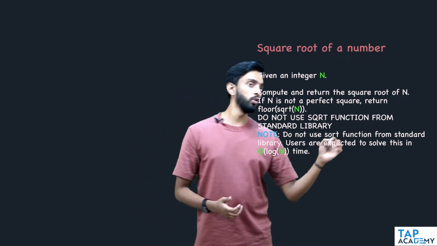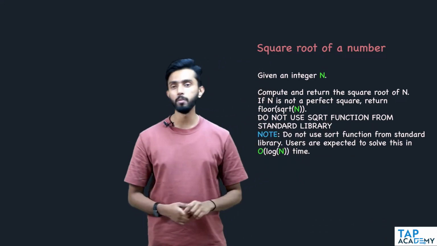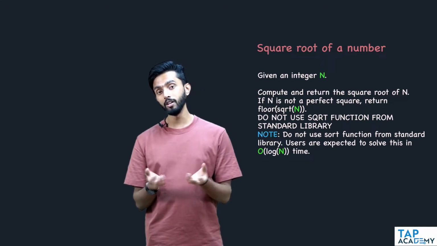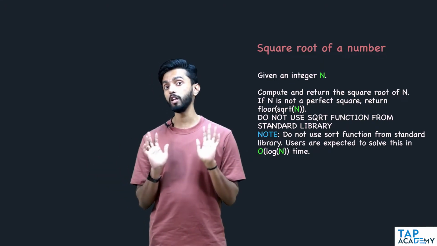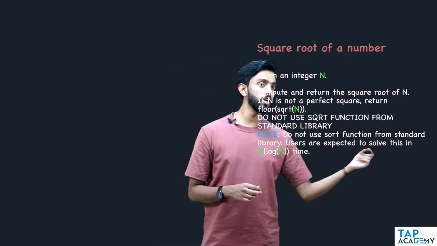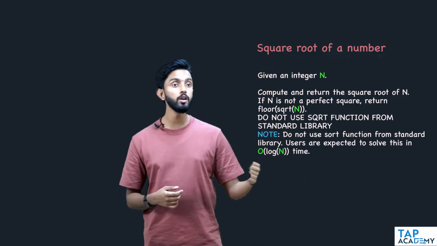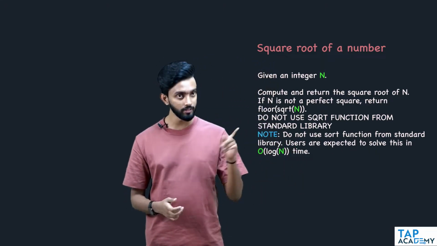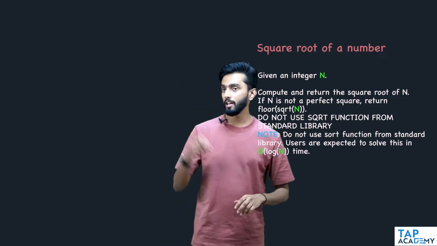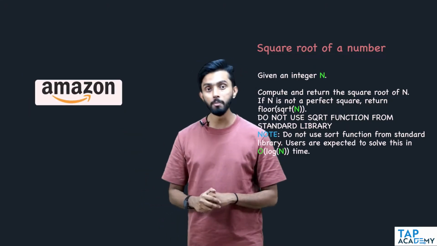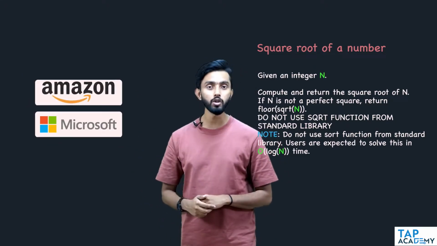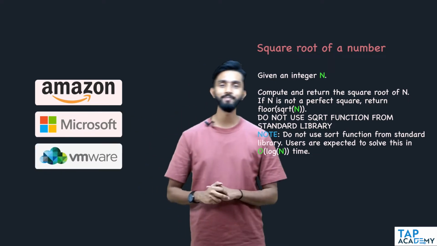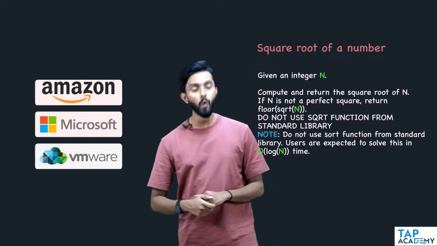Note, do not use the sort function from the standard library, which means to find the square root, no form of sorting should be done. Okay. Users are expected to solve this in big O of log n time, and this is the reason why it has been asked in Amazon, in Microsoft, in VMware, right? Now, why, you may ask?